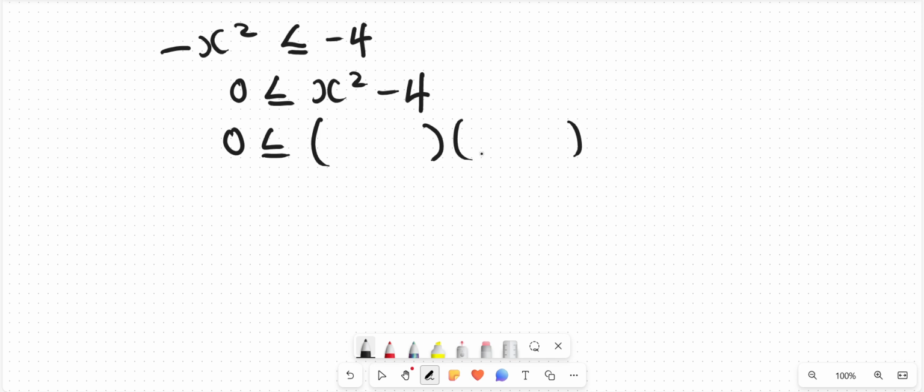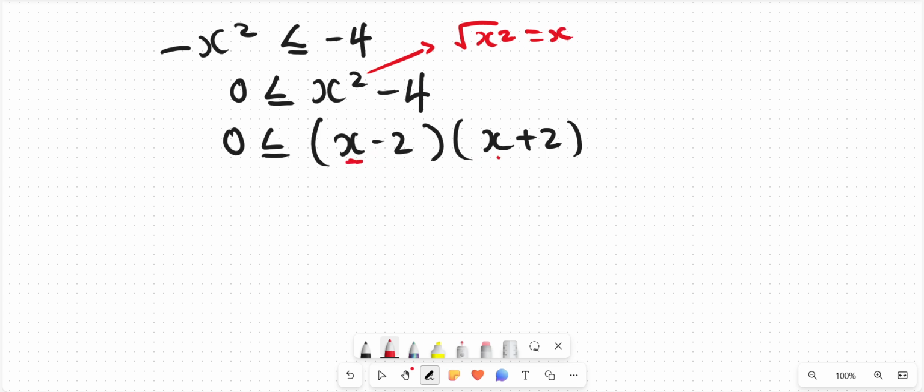You open your 2 brackets, x minus 2, and then x plus 2. How am I getting that x minus 2, x plus 2? I just take this guy, square root him. I get an x. I put that x in the first position of both brackets. I take this guy, I square root him. I get a 2. I put that 2 in the second position of both brackets. One is negative and one is positive. So I've done that part.